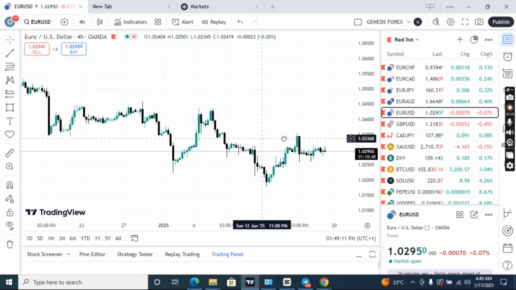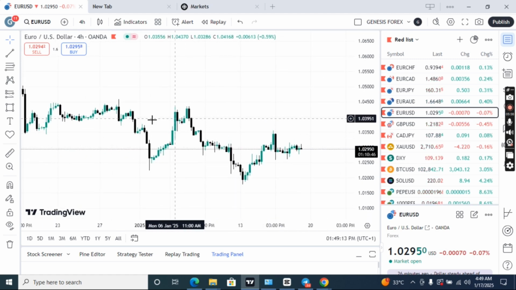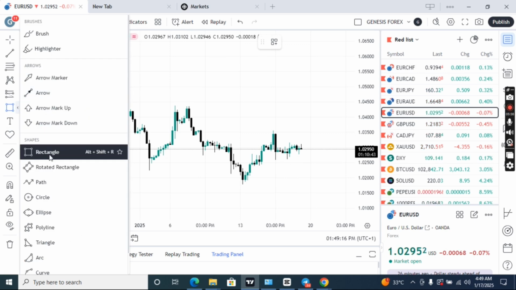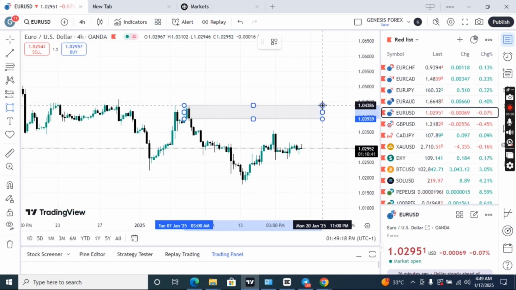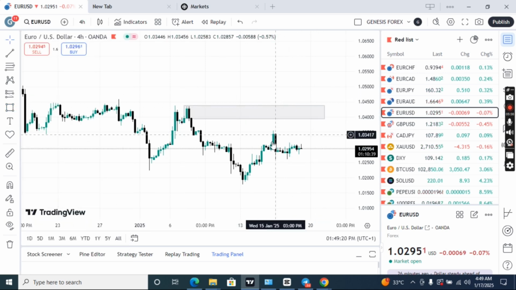Let's proceed to the chart itself now. So we marked this place as an order block because that was the last up candle before the bearish move, right? So we expect a sell from that zone.